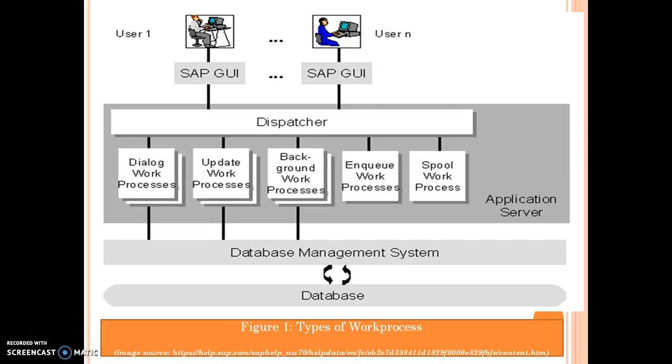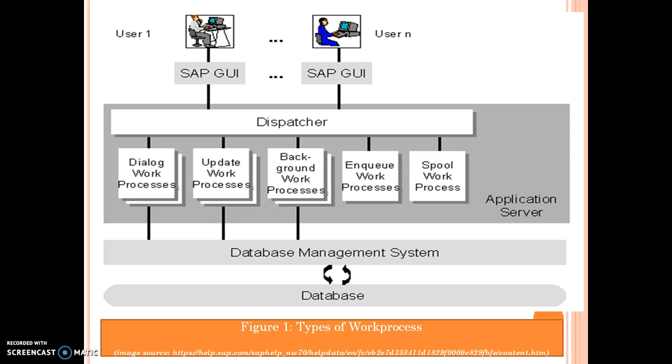Dialog work processes deal with requests from an active user to execute dialog steps. Each dispatcher requires at least 2 dialog work processes. An update work process executes the database update requests, at least 1 for each R/3 system, and more than 1 is allowed for each dispatcher. A background work process runs programs that can be executed without user interaction, called background jobs, at least 2 for each R/3 system, and more than 1 is allowed for each dispatcher.